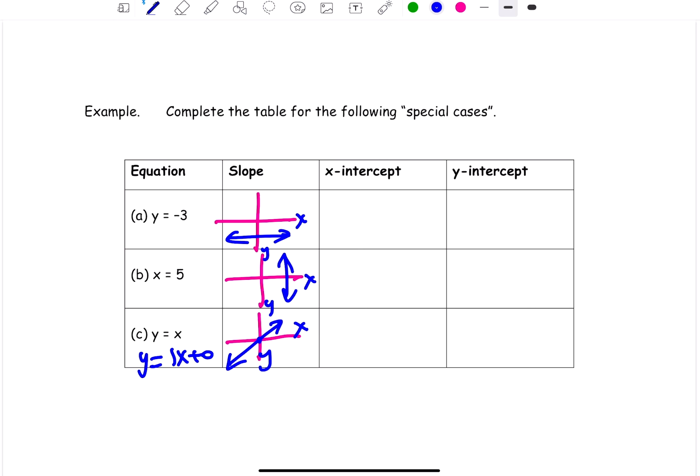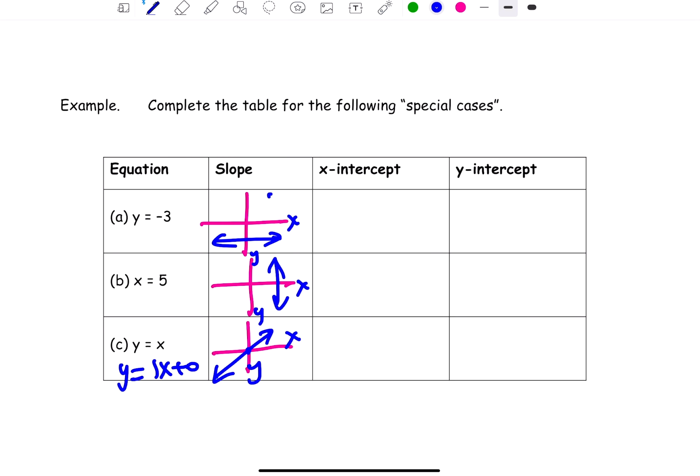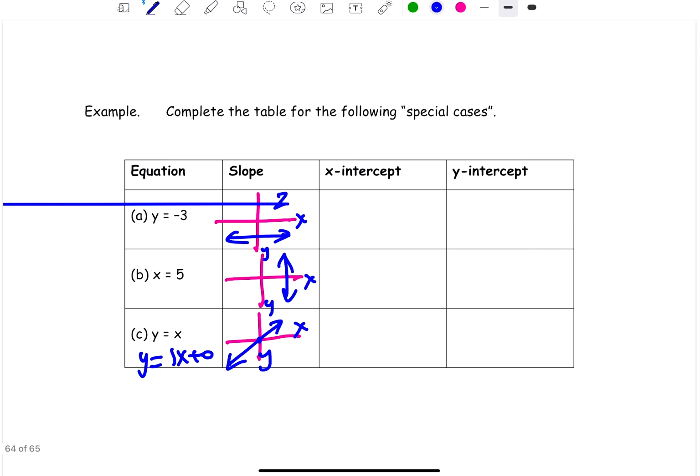Right, so for the first line, we earlier discussed that the slope is 0. Slope in this case is 0, and slope for the next line is undefined. Slope is 1 for the next line.